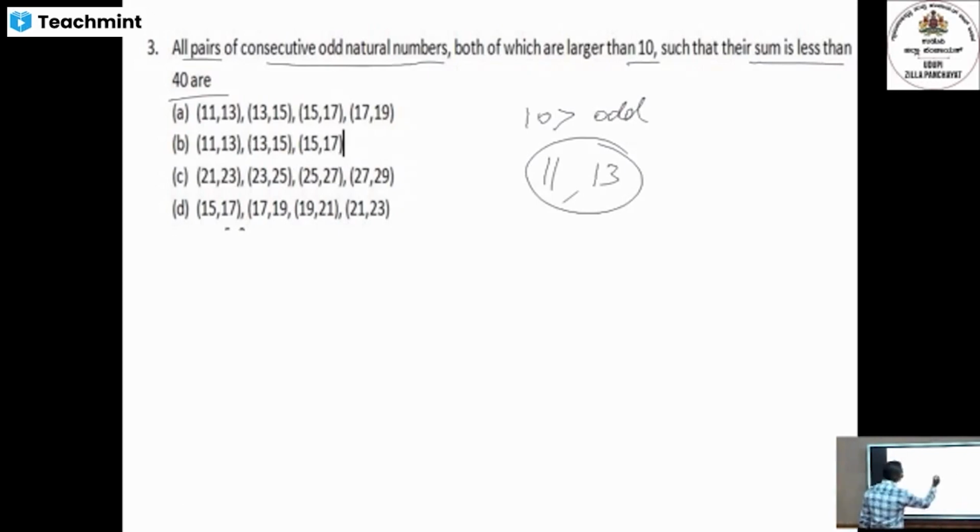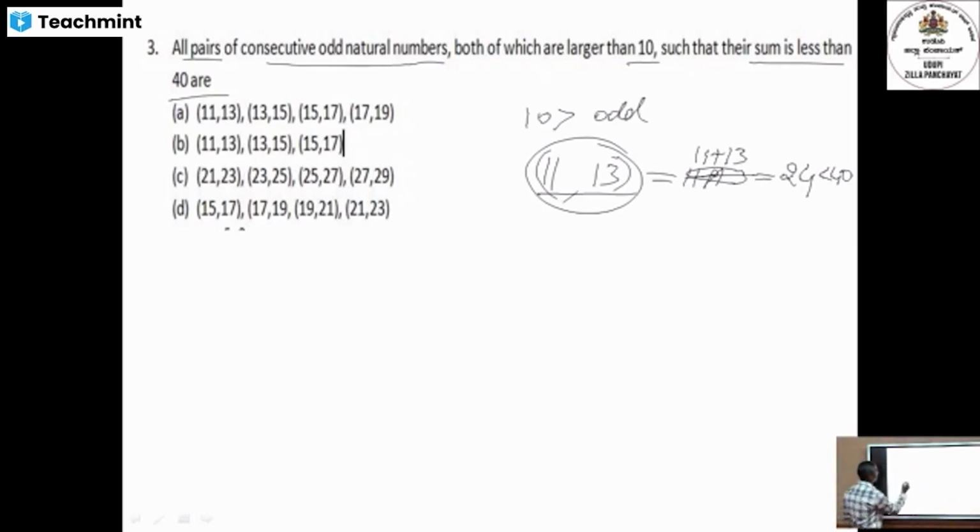11 plus 13, which is equal to 24. So when you add it, you get 24. Yes, it is less than 40. So we have to find all such numbers. The first pair we can consider is 11 and 13.